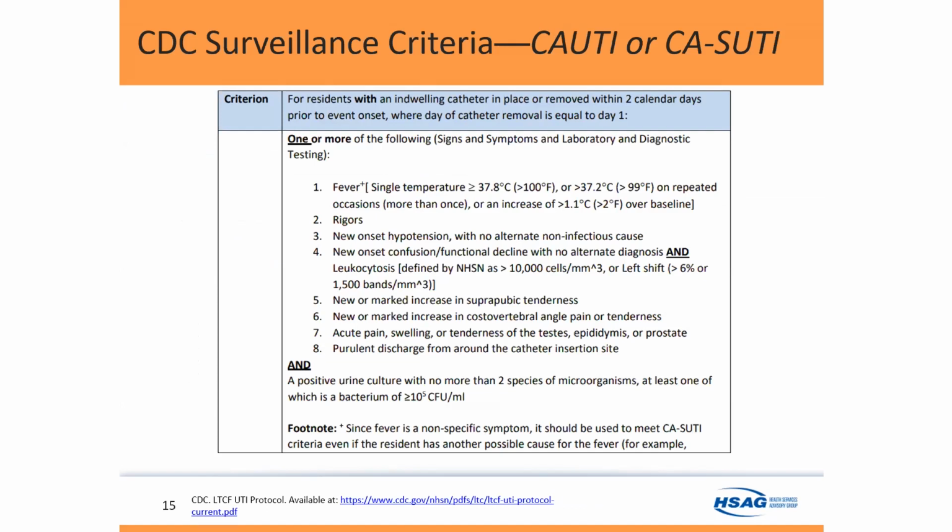So we've got fever, rigors, new onset hypotension, new onset confusion, along with leukocytosis, new or marked increase in suprapubic tenderness, new or marked increase in the costovertebral angle pain or tenderness, acute pain, swelling, or tenderness, again, of the testes, epididymis, or prostate, or some pus or purulent discharge around that catheter insertion site. And same here, positive urine culture, no more than 2 organisms, and then the 100,000 colony forming units.